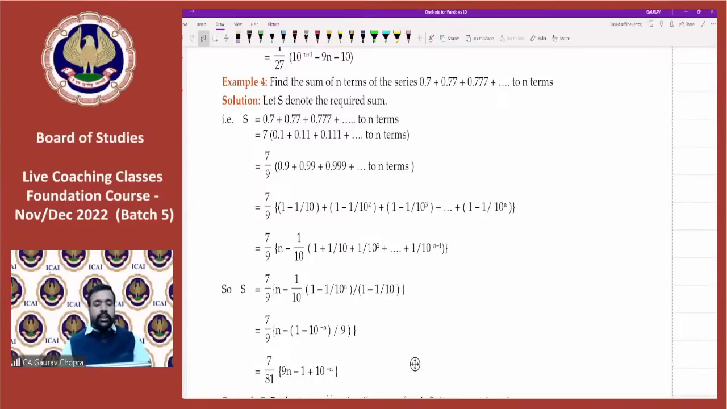So example 4 is again similar, and the only difference is of decimal. So here 0.7, 0.77, 0.777 is given up to n terms. So again, applying the same thing. So let us do the same similar question once again, so that in case of any doubt, you will be able to solve that. Okay.